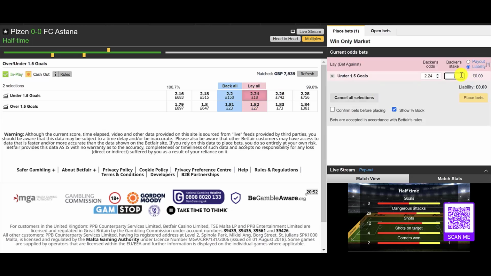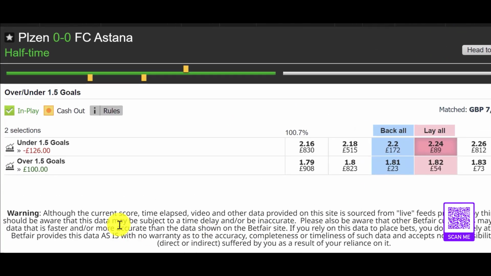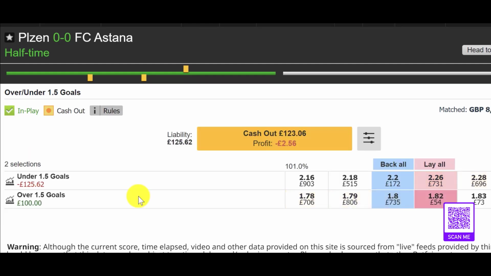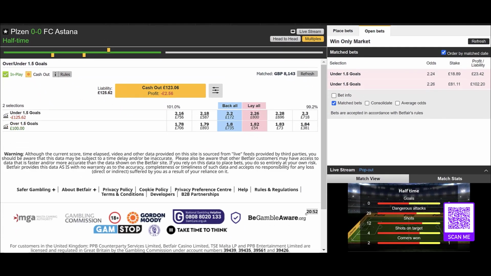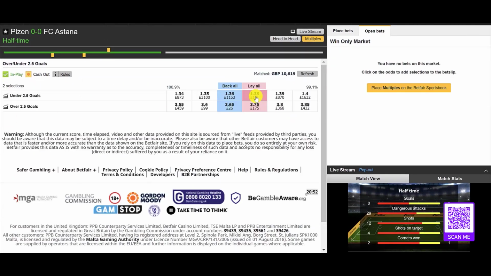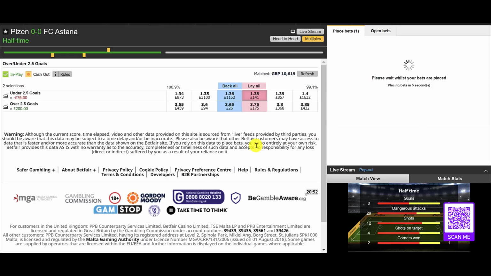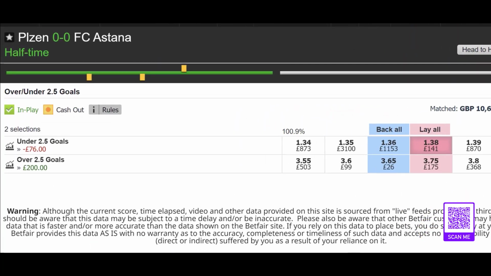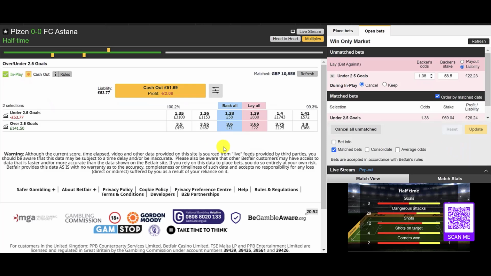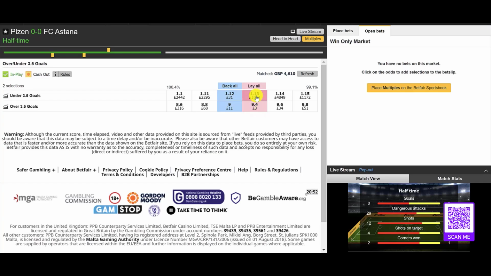So let's try and get involved with laying under 1.5. If we're expecting 4, we should be at least able to get 2, right? That's the logic. So let's lay under 1.5 goals here. So we're laying that there at 2.26. And then we're going to lay under 2.5 goals, okay? And do keep in mind, for everyone who's new to the channel, that we are going to be trading, okay? So ideally, not all of this is going to be risked. But anyway, we're laying under 2.5 goals and then under 3.5, okay?